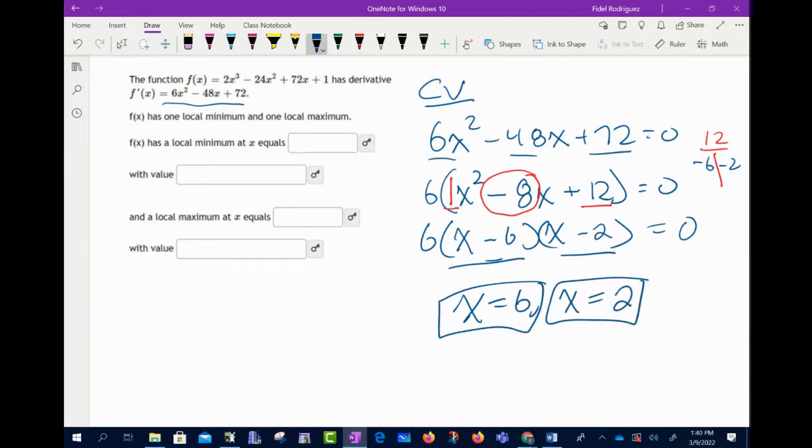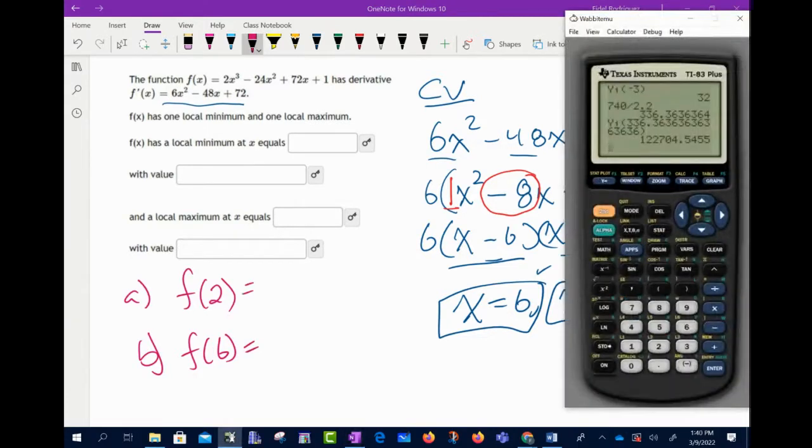Okay, we're looking for the maximums and the minimums of the function f. Where do I need to plug those numbers into? The derivative or the original one? The original function. Very good. So look, y'all, we're going to find f of 2, and we're going to find f of 6. Okay, so again, I'm going to come back to my calculator, right? I'm going to clear this out, and I'm going to enter in 2x to the third minus 24x squared plus 72 with an x, and then plus 1 finally.